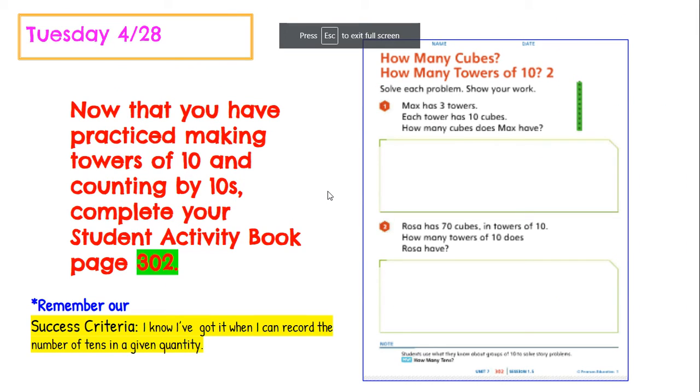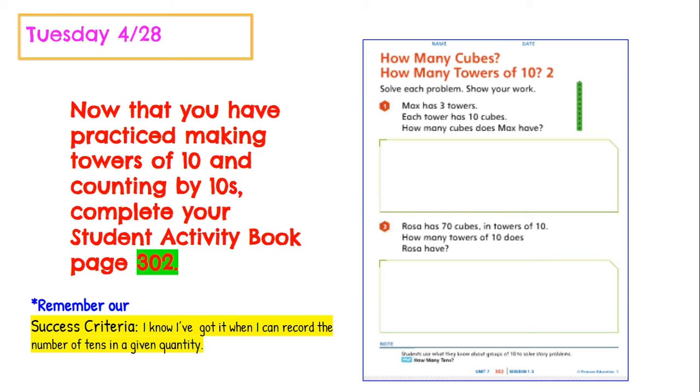Now that you have practiced making towers of tens and counting by tens, you're going to complete Student Activity Book page 302. Hmm, how many tens are in the number 302? Think about it. On page 302, it asks you to solve each problem and show your work. Now remember, your success criteria is I know I've got it when I can record, that's the same thing as showing your work, the number of tens in a given quantity.